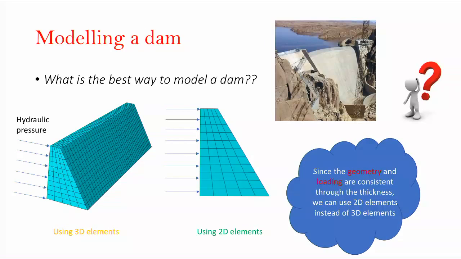Which cross-section exactly is that? It could be any cross section because it's consistent through the dam. In this case, it doesn't matter. I'm going to tell you why, I think, tomorrow.